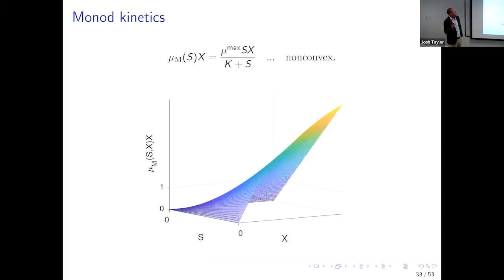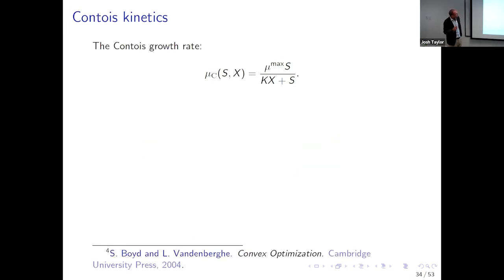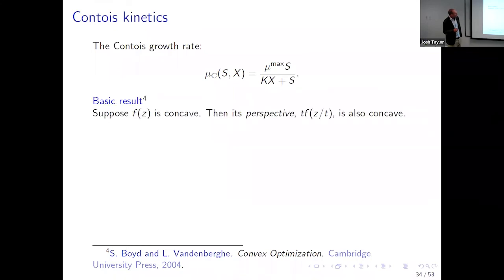The biggest weakness of this work is that the Monod kinetics are non-convex. This is a quasi-concave function, but that doesn't really help us computationally. Let's think about Contois, however. Well, this was the Contois growth rate.